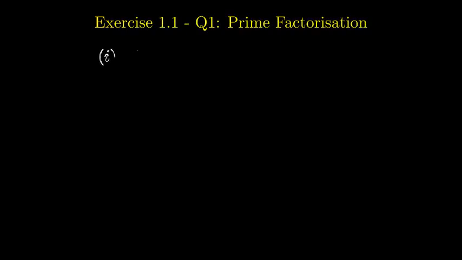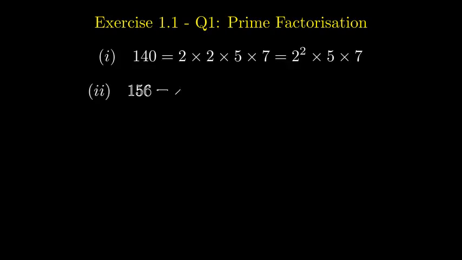Exercise 1.1, Question 1. Express the following as a product of prime factors. Part one, the number 140. Using the division method, 140 divided by 2 gives 70, 70 divided by 2 gives 35, 35 divided by 5 gives 7, 7 is itself a prime number.